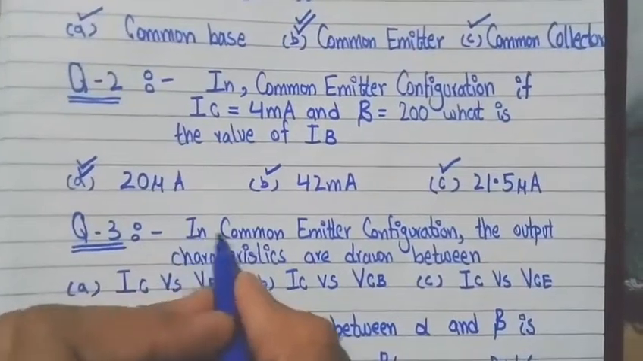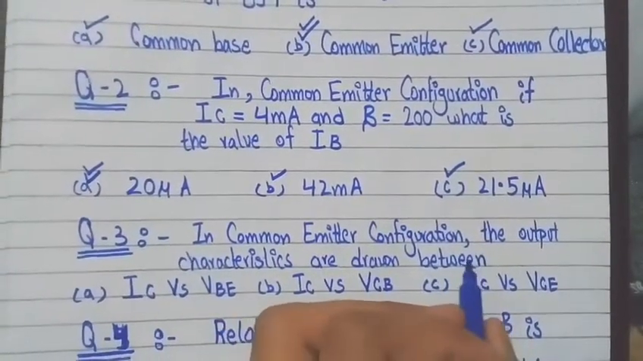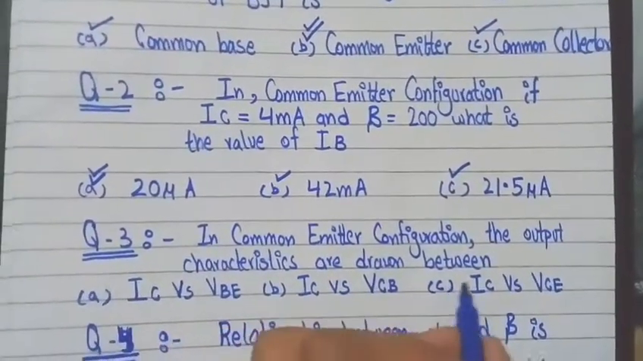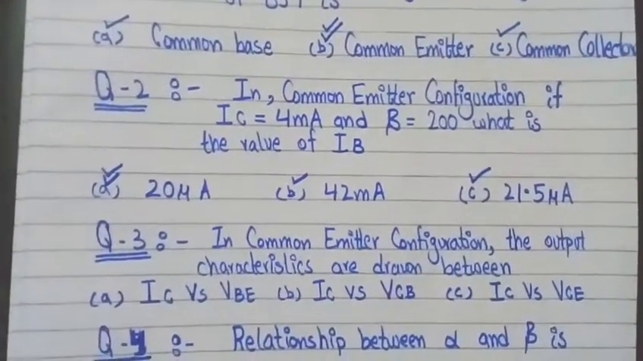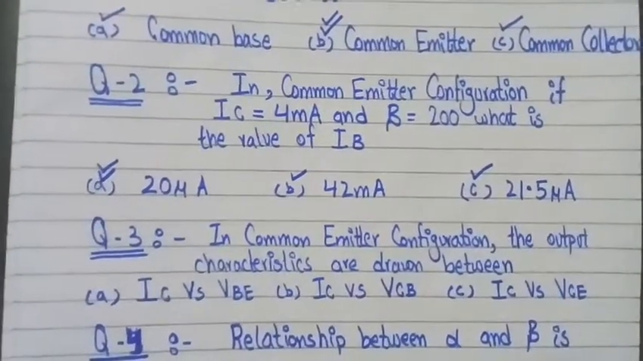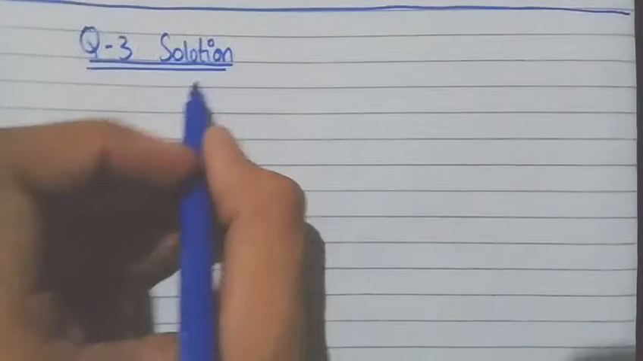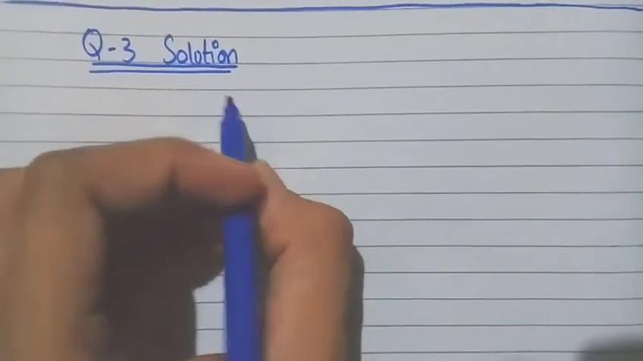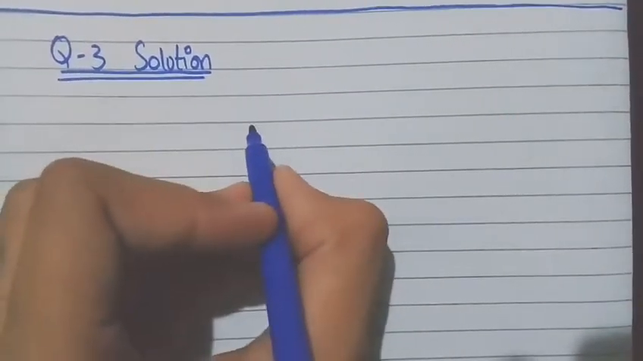The question is, in common emitter configuration, the output characteristics are drawn between IC versus VBE, IC versus VCB or IC versus VCE. So guys, let's move to the separate sheet of paper where we will discuss that the output characteristics are drawn between what. So let's start with the solution of question number 3. First we will draw the common emitter configuration.